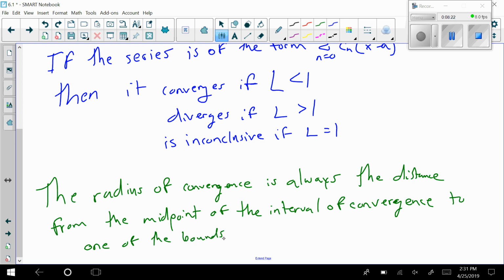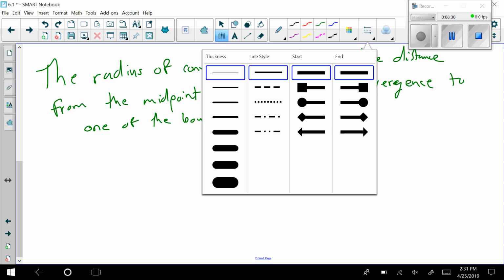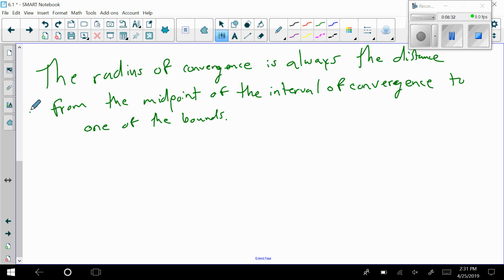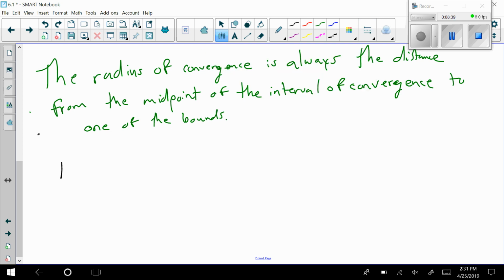So when we have an interval of convergence, basically I'm cutting that in half. Essentially that's what it's saying. If I have an interval of convergence and I want to find the radius of convergence, then I just need to take the interval and cut it in half. So let's start out with an easy example.